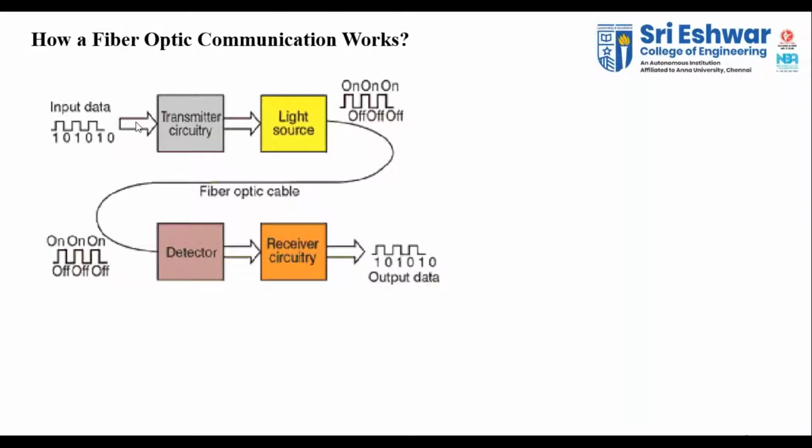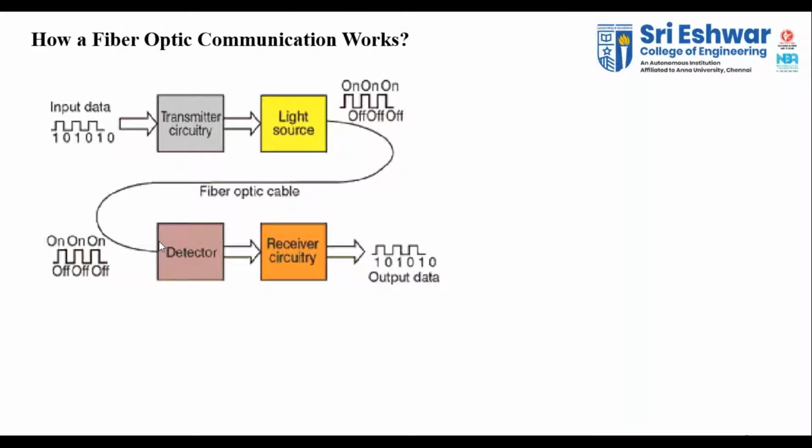First, the input data is given to the transmitter circuit. This input is nothing but electrical pulses. These electrical pulses are converted into light pulses, which is the important one, with the help of this light source. So in this circuit, electrical pulses are converted into light pulses and transmitted through your fiber optic cable. That is fiber optic communication.